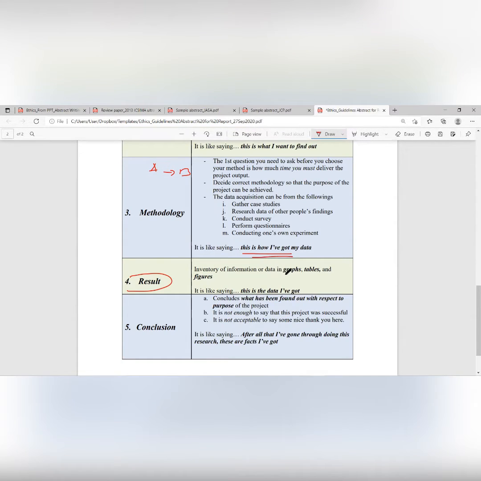And then the fourth one is the result. This is very important that you put some figures, some facts, or numbers in the abstract to show that there are some results that you have achieved in your study. So later in the body of the report, the result should be in a graph, in a table, which are figures, and maybe sometimes people put the flow chart.